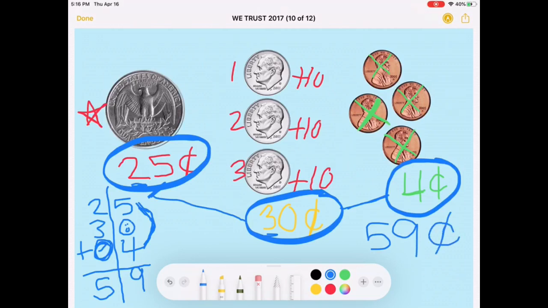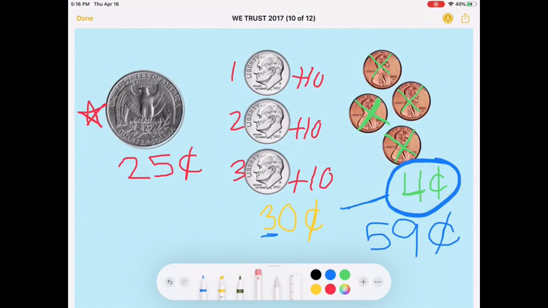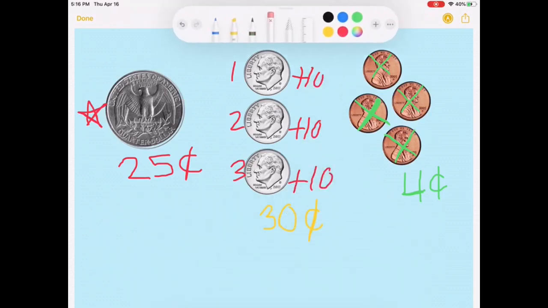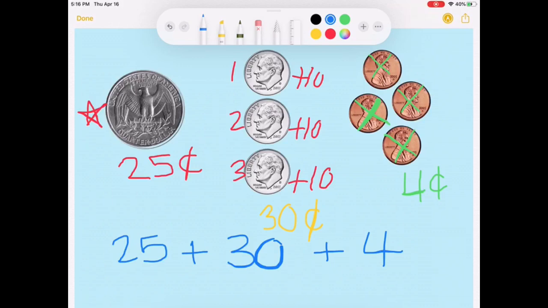Now there's one thing that I want to talk to you about before I move on. I'm going to erase some of the math that I've done. Miss Whitman just added all of these together by stacking 10s and 1s, but that is not the only way to solve this problem. If you wanted to do something different, you could say 25 plus 30 plus 4 and add things differently.